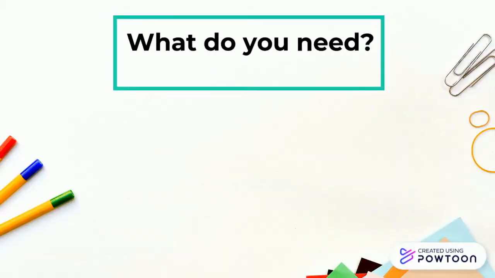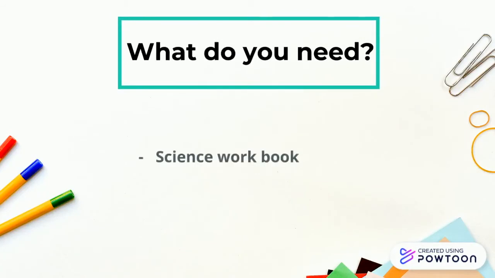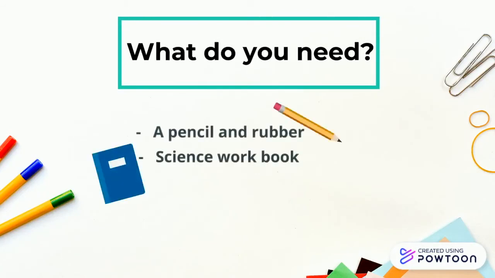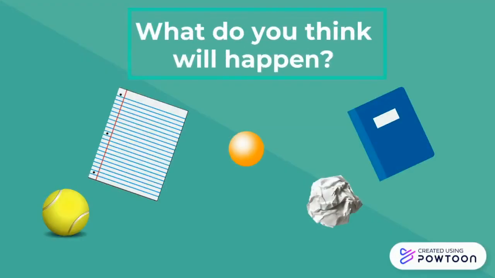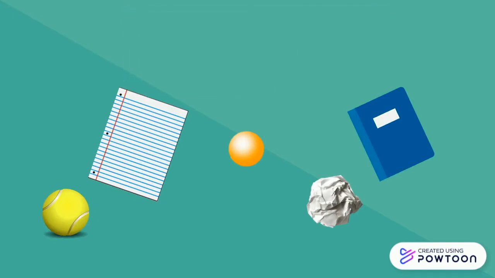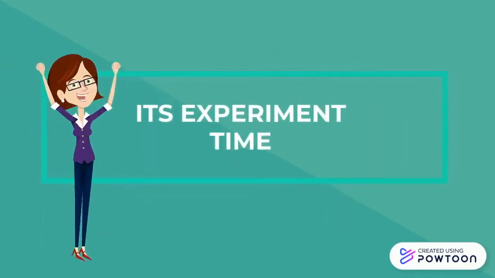What you will need for this lesson: you will need a pencil and rubber, your science work booklet. Before we begin, I would like you to write down what you think will happen. If you feel more comfortable drawing it, this is okay too. Will the tennis ball fall faster than the book? Will the crumpled piece of paper fall faster than the ping pong ball? We are about to find out.